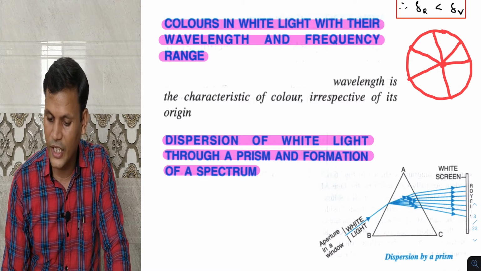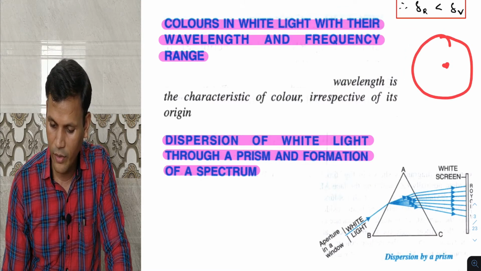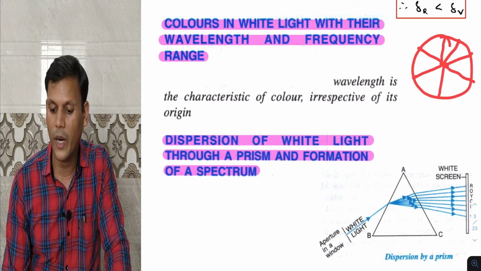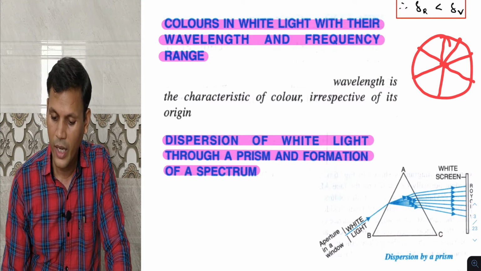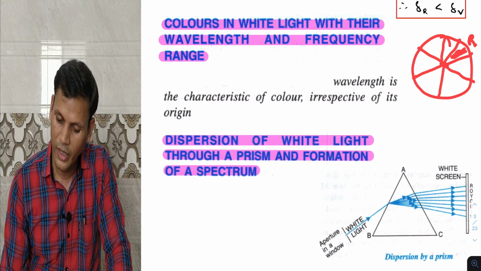divide that disk into seven equal parts. 1, 2, 3, 4, 5, 6, 7 equal parts. I have not done it equal, and he colored each and every term with red.